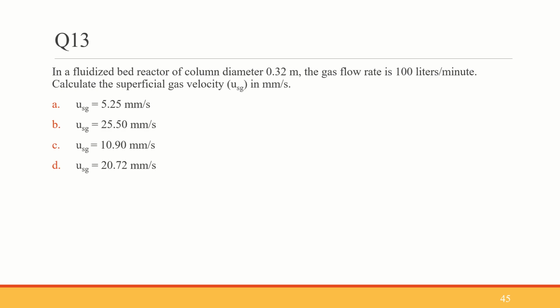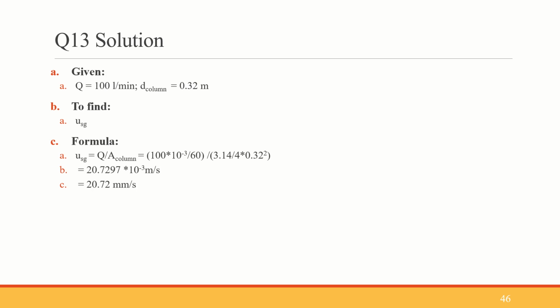It is a very straightforward problem where we are asked to find the superficial gas velocity given the values of diameter of the column and the gas flow rate. So gas flow rate is given in liters per minute. So we are converting it into meter cube per second by multiplying it by 10 power minus 3 and dividing it by 60. And superficial gas velocity is obtained by dividing the flow rate by area of the column, and therefore it is 100 into 10 power minus 3 meter cube per second divided by 60 seconds, divided by 3.14 by 4 into 0.32 square. So we are getting the value as 20.72 mm per second. I hope it is clear.